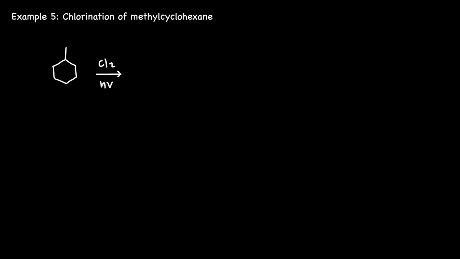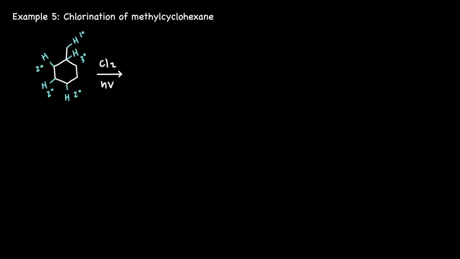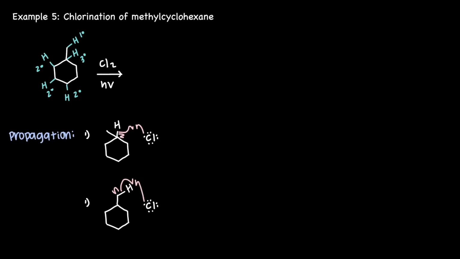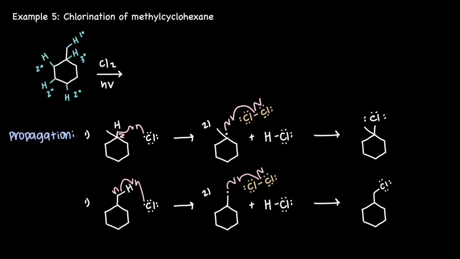Because there are several different types of hydrogens in this molecule, many different substitution products are possible. First, we have the initiation step. The chlorine-chlorine bond breaks under light to generate two chlorine radicals. Next, let's look at the first propagation step. Hydrogen abstraction can occur at several different carbons in the molecule, leading to several possible radical intermediates. For the second propagation step, each radical reacts with chlorine to form a substitution product while regenerating another chlorine radical.